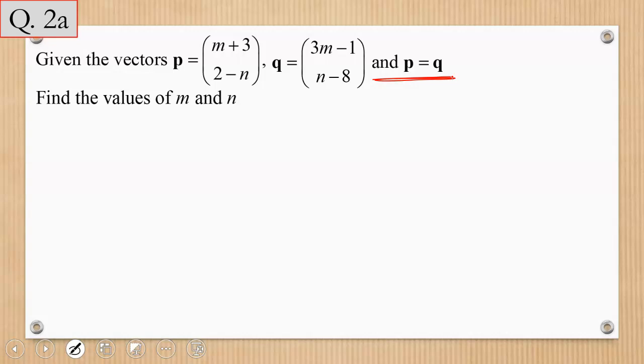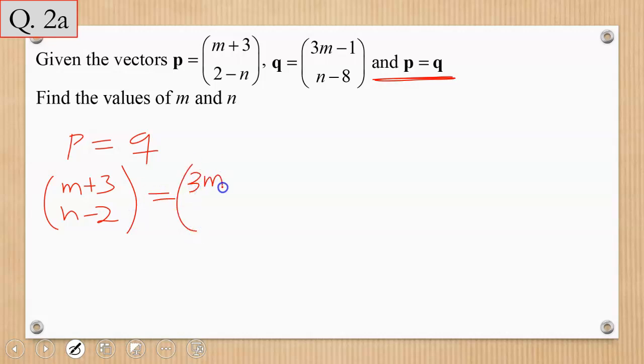Let's remind ourselves that when two vectors are equal, one, they must have the same direction. Two, they must have equal magnitude, or their magnitude ought to be the same. So if this is true, then we can also say that if two vectors are equal, their x components are the same and their y components are also the same. And so having our P equals Q, we can also write (m + 3, 2 - n) is equal to (3m - 1, n - 8).